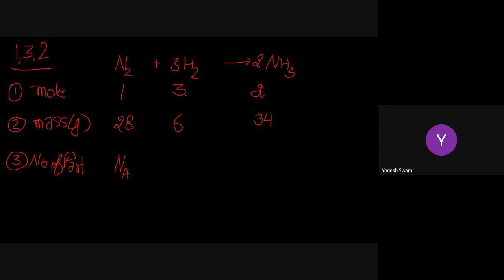In this example, we have 3 moles of hydrogen, so the number of particles is 3 Na, because 1 mole contains Na. In this example, we have 2 moles of ammonia, so in the quantitative relationship, that is 2 Na of NH3.